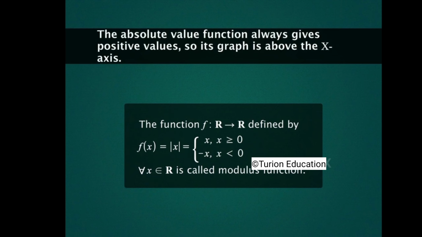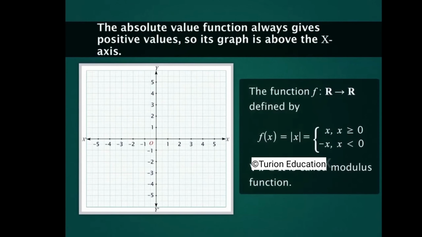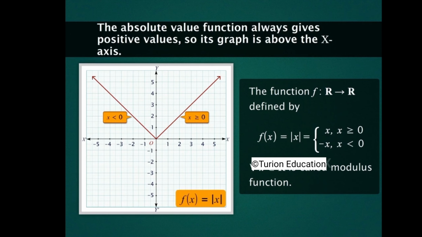Let us see the graph of the modulus function. The function always gives positive values, so its graph is above the x-axis. When x is positive, then the function is exactly the identity function in the first quadrant. When x is negative, the function value is the positive of the value that x takes. Together, the two branches make the graph of the modulus function look like a V of the English alphabet.